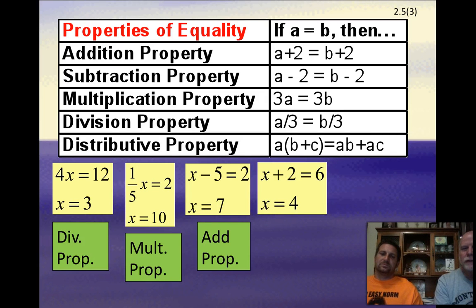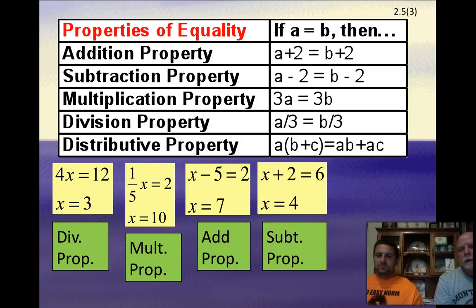What's happening to that x right there? It's having a 2 added. So what are we going to do? We're going to do the opposite. We're going to subtract 2 from both sides, and so it's the subtraction property. All right? So that's what kind of our problems with these properties are going to look like. Yeah, it's basically just doing the algebra you've done and listing out the rules.